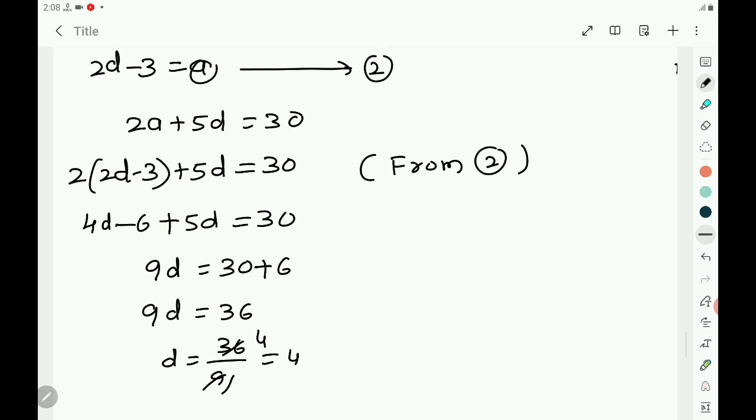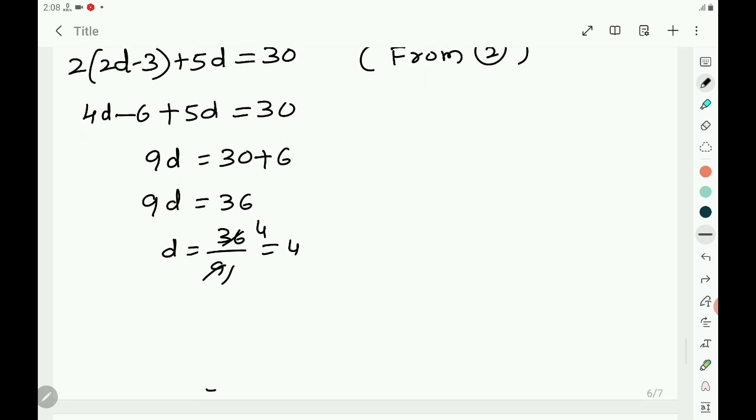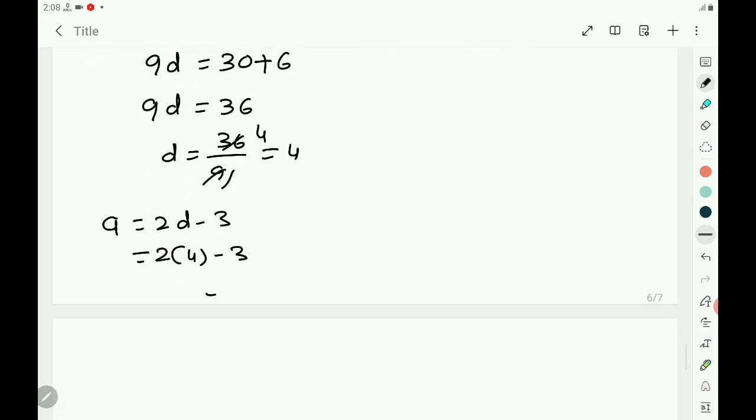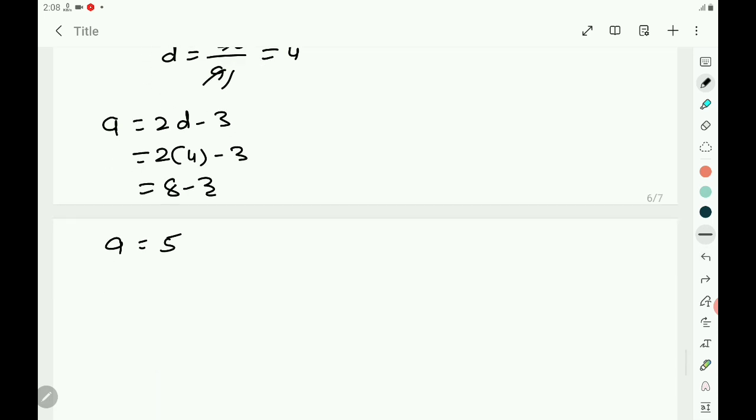And take a equals 2d minus 3. a equals 2d minus 3. a equals 2 into 4 minus 3 equals 8 minus 3. You got a equals 5. Here a equals 5, d equals 4.